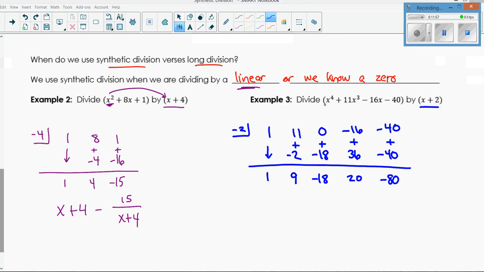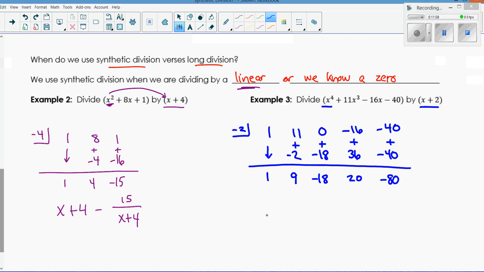Alright, so I know that I started with an x to the 4th, so that means that 1 is x to the 3rd, plus 9x squared minus 18x plus 20, and then this, sorry, I should be circling these, those are always my remainders. Okay, so that means that I have minus 80 over x plus 2.